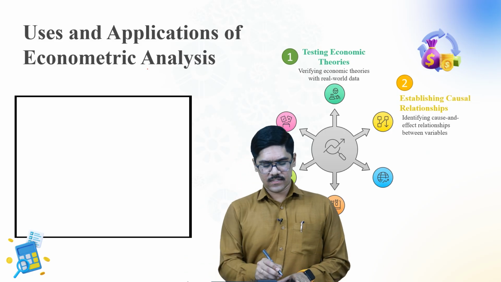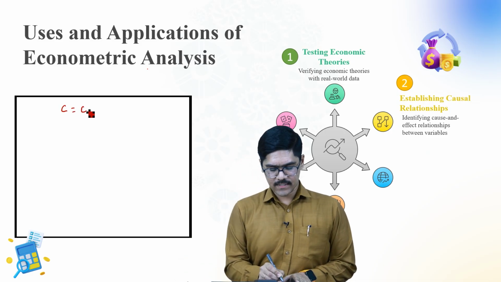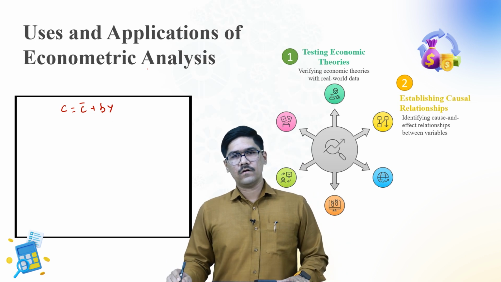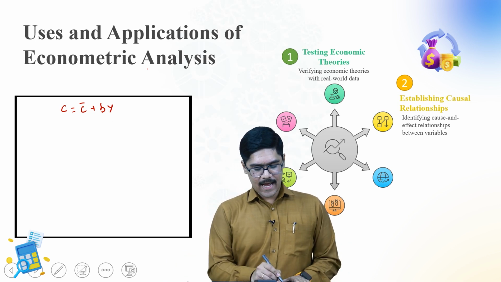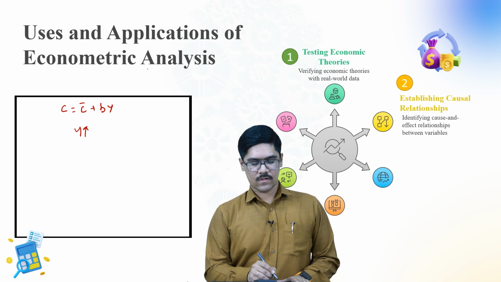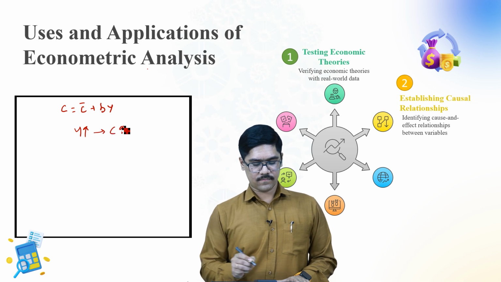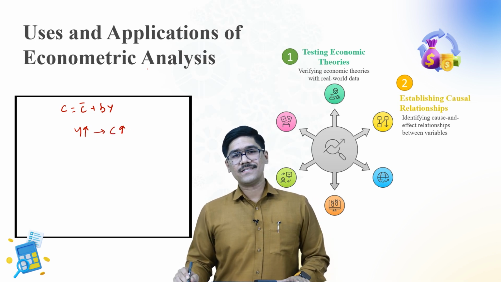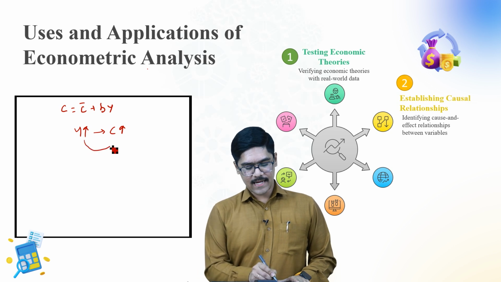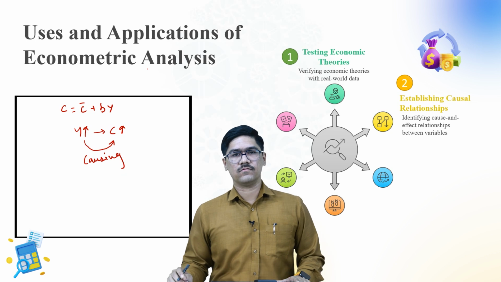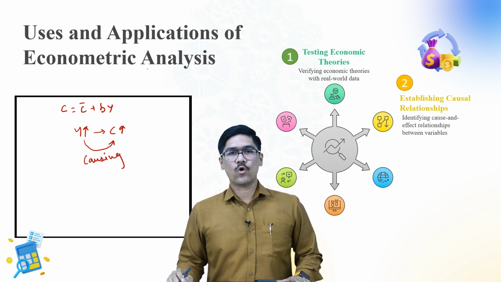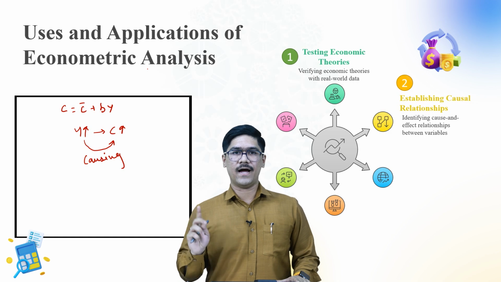Next, it helps us to establish a causal relationship between two variables. Let us take the consumption function again, where C equals C bar plus bY. Now, we know that as income increases, consumption also increases. But the causal effect will help us to understand that the rise in income is actually causing this rise in consumption. So, there is a causation which is established between two variables, that is income and consumption.